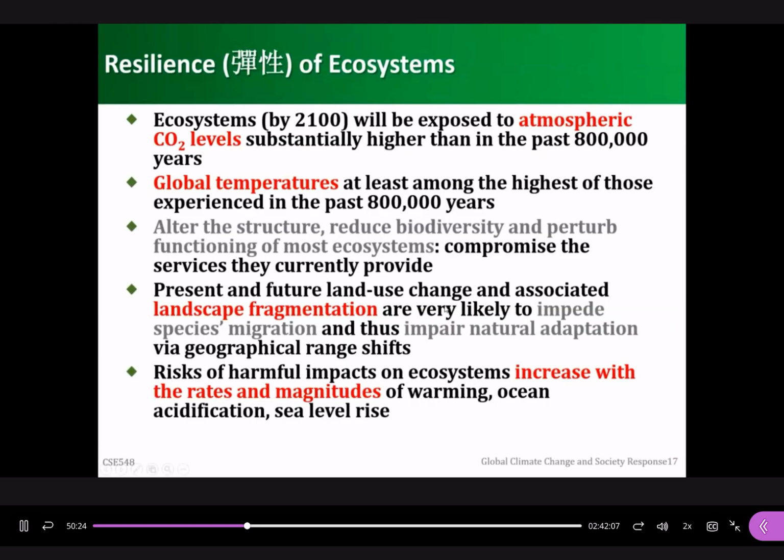Here it indicates that land use and the associated landscape fragmentation will also impede species migration and impair natural adaptation to geographical change. Regarding land use change, some professors are doing research about how we can respond to climate change. It's possible that in the future we will change the function of each land to make our cities more resilient to climate change. This is an ongoing study. Landscape fragmentation may be about bridges or highways, which will block the migration of species from one side to another.